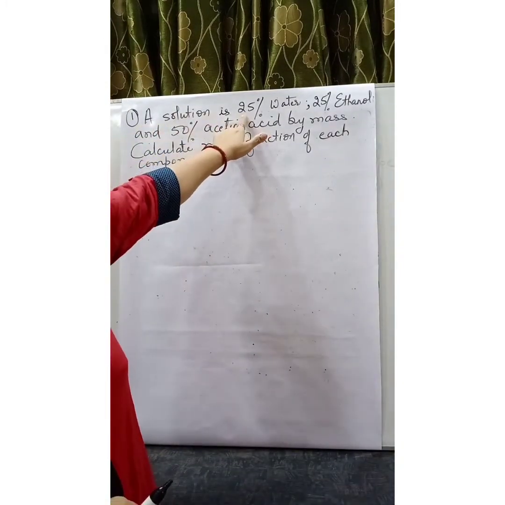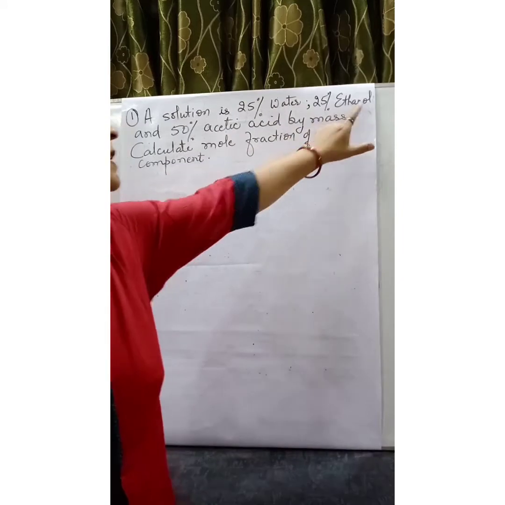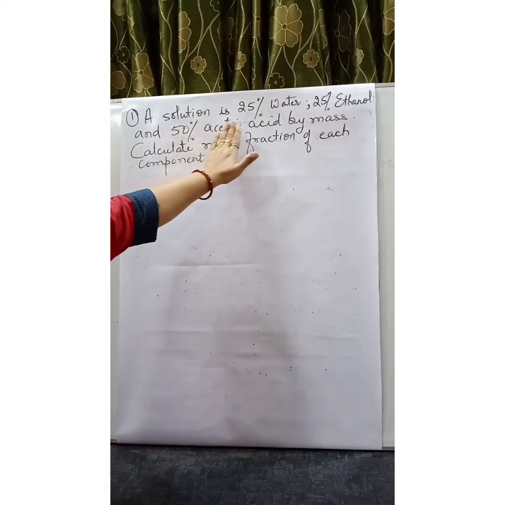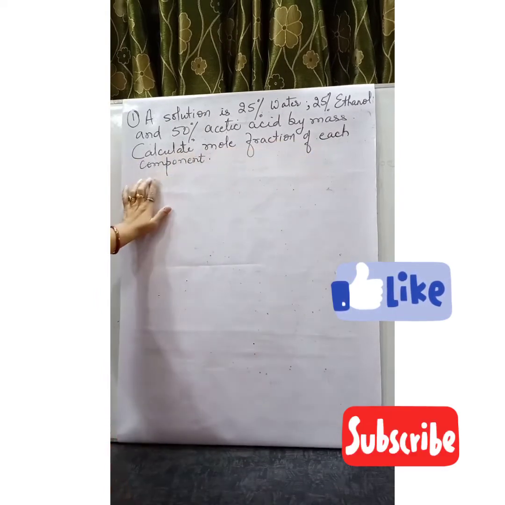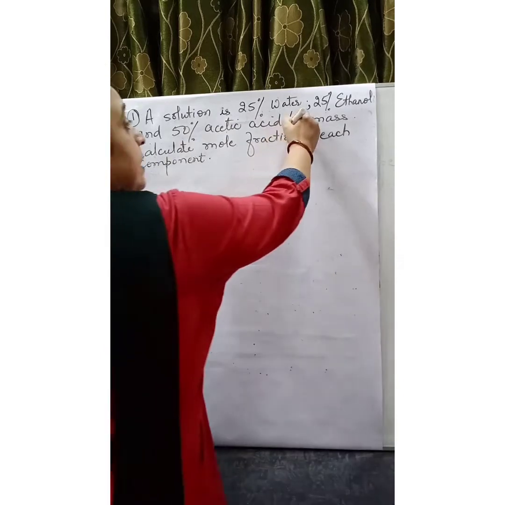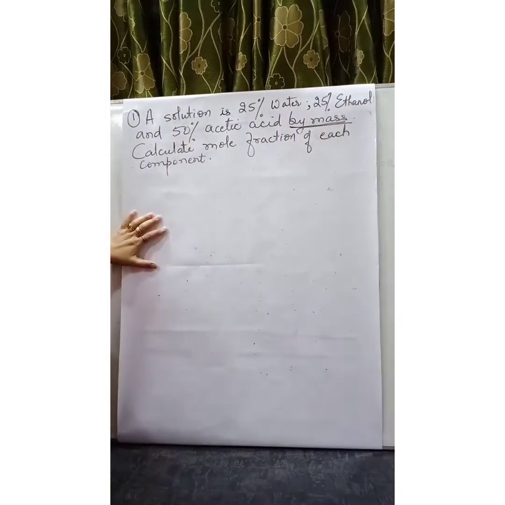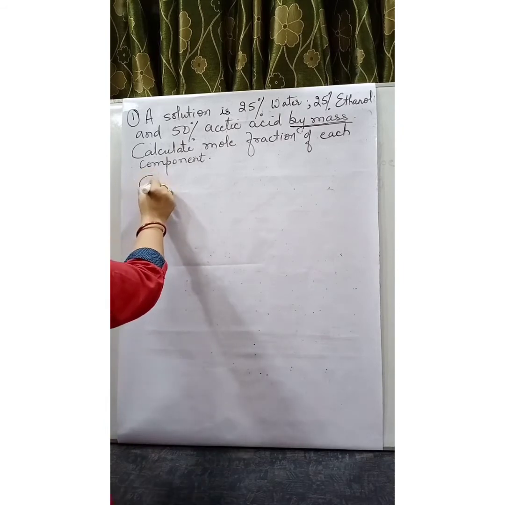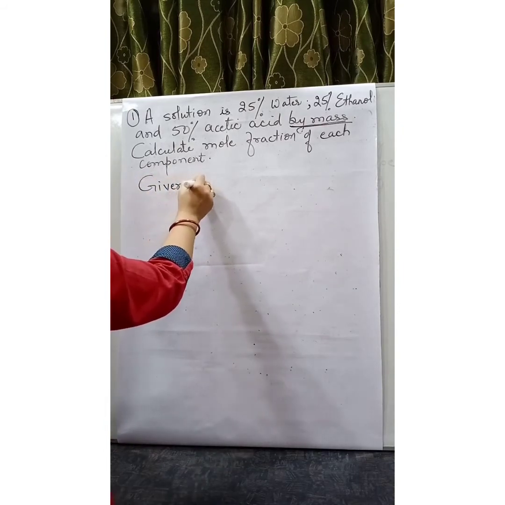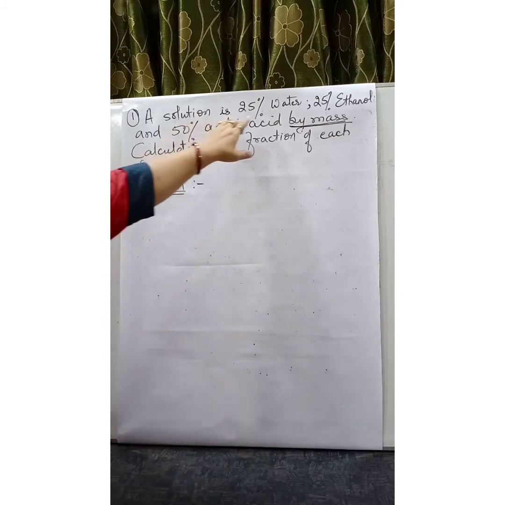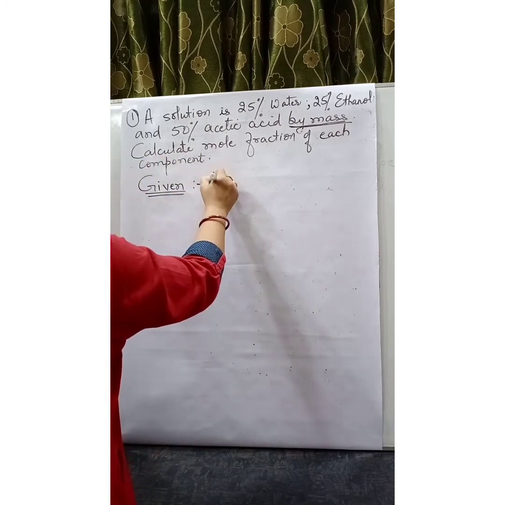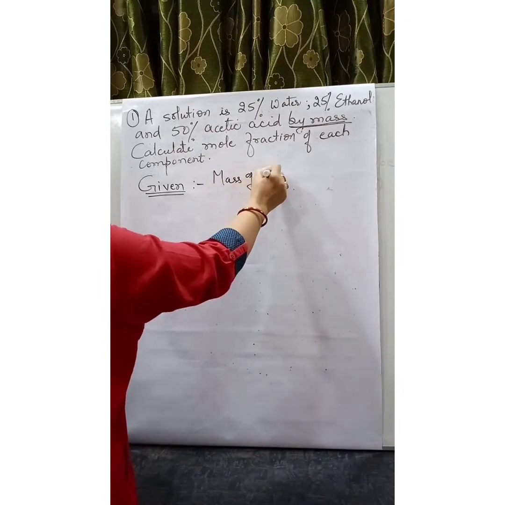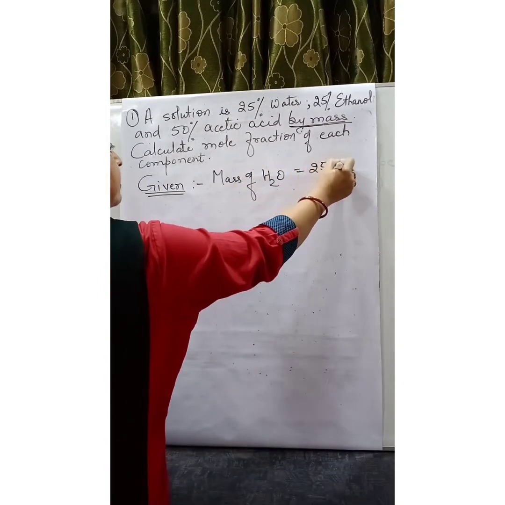A solution is 25% water, 25% ethanol and 50% acetic acid by mass. Calculate the mole fraction of each of the components. So here we are given by mass. Let's put down the given first. 25% of water means the total mass of the solution is 100 gram, and in that the mass of water is equal to 25 gram.